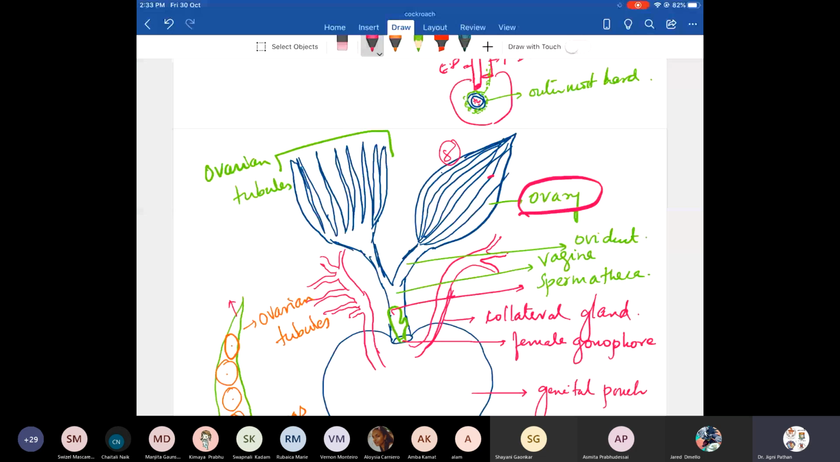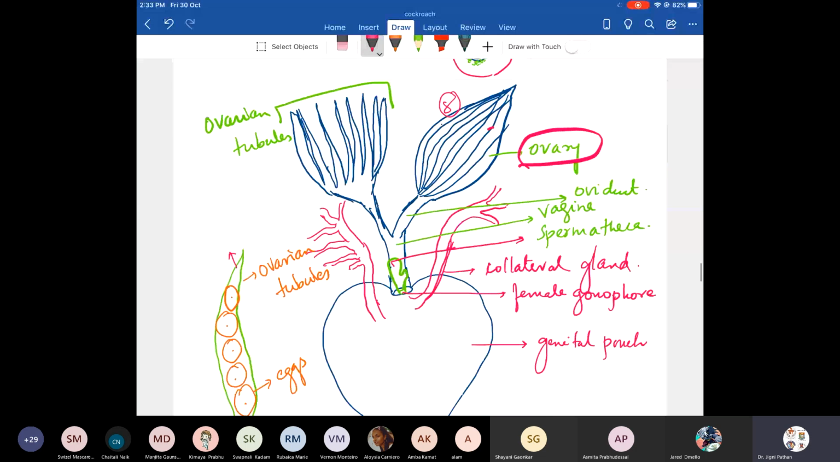This is one ovarian tube. In this tube, it contains what? Developing eggs. Is it clear? Containing a chain of developing eggs. Then 16 ova. If it is from here, one egg is coming. So 8 ova from here and 8 ova from here. Altogether 16 matured ova are released at a time in cockroach. And then both the oviducts from each ovary fuse to form the vagina, which opens into the genital chamber.